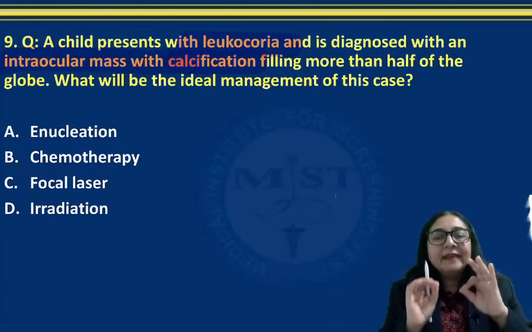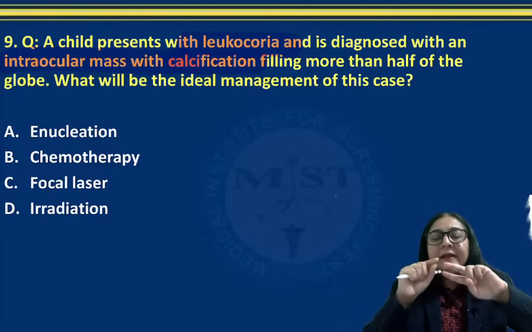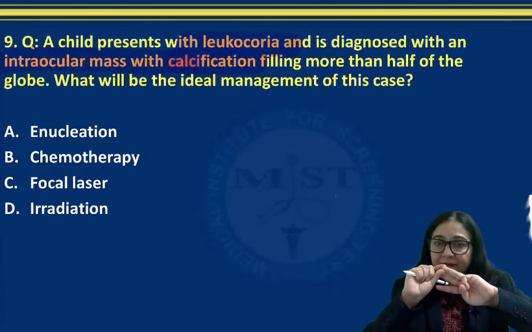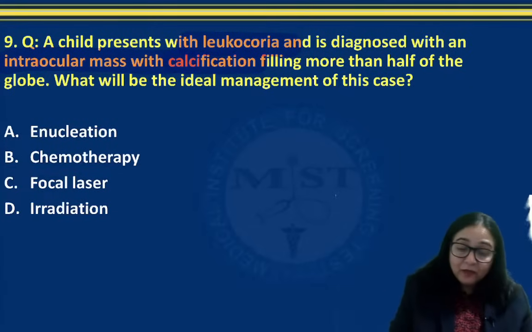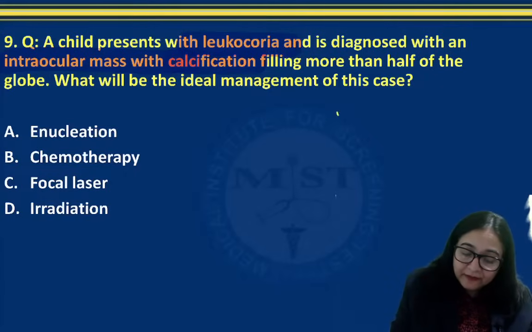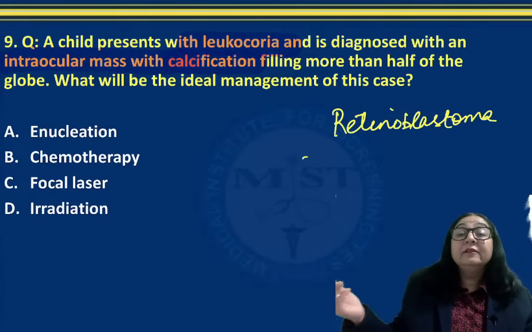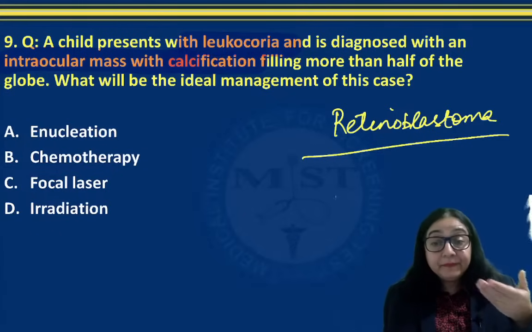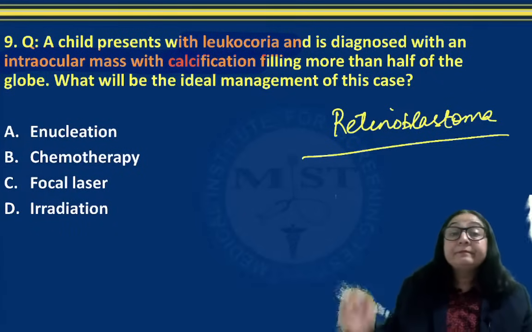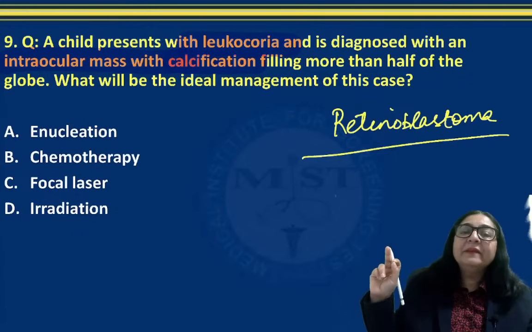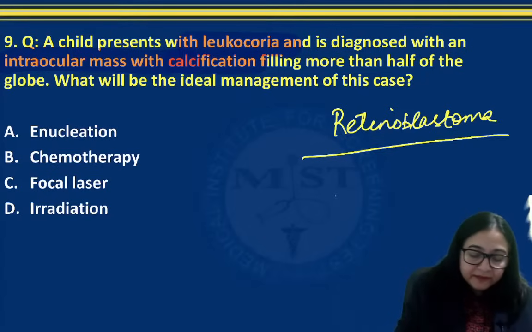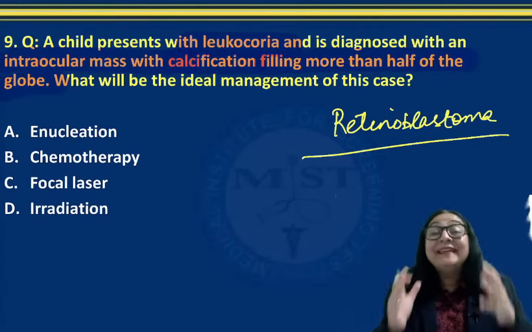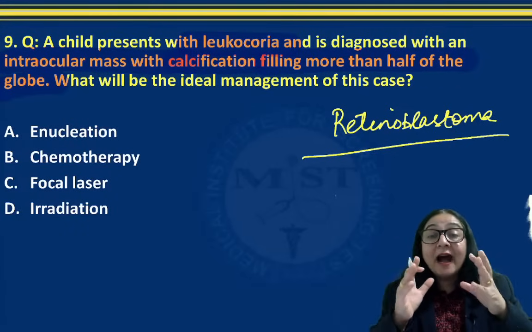When these 3 words come together, leukocoria, intraocular mass with calcification, the diagnosis is retinoblastoma. So I have already made my diagnosis that it is retinoblastoma. It is a child, and the intraocular malignancy of children is retinoblastoma. Now the question is based upon the management. Now this mass is filling more than half of the globe, so the tumor is big in size.